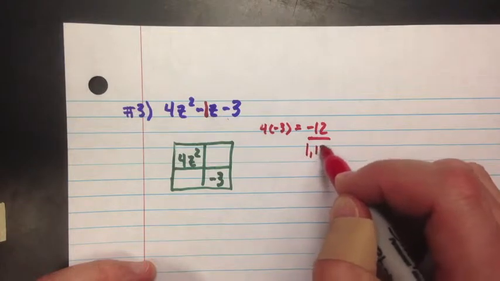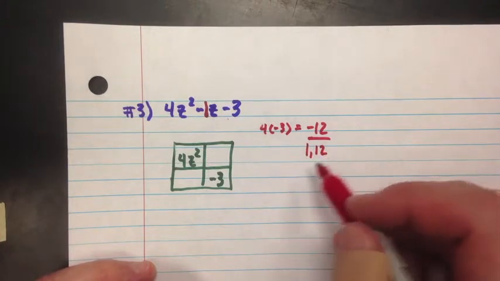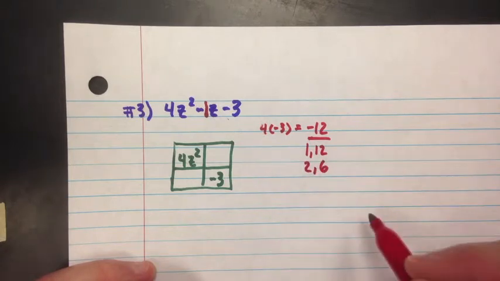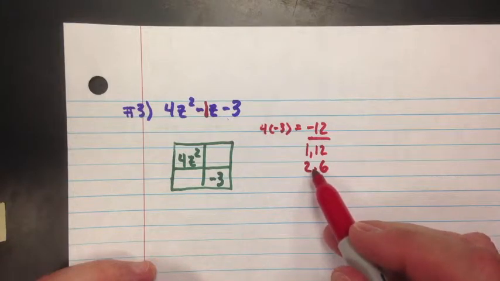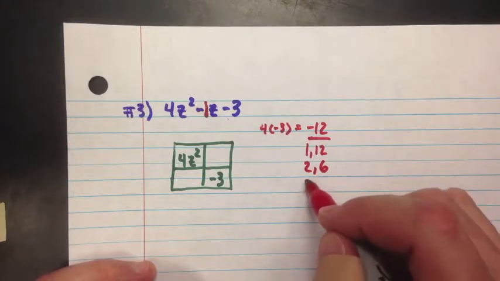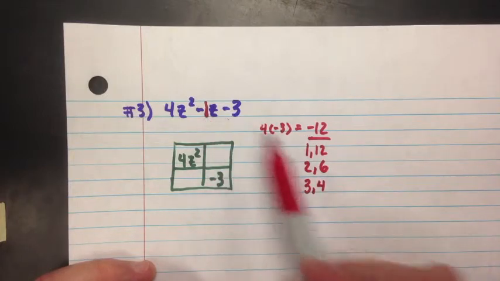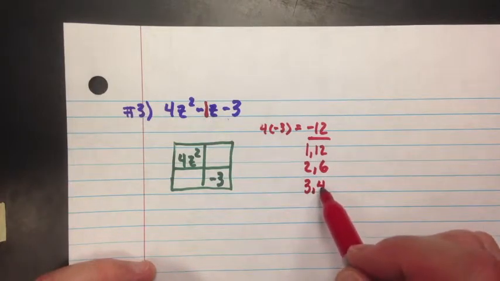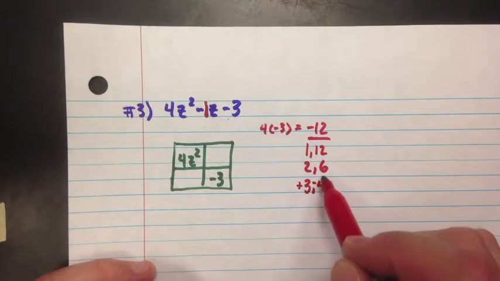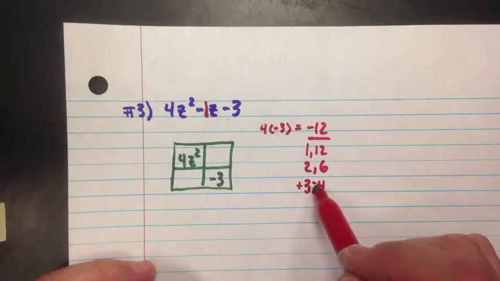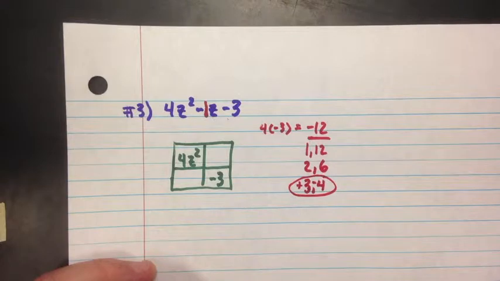Well, let's see, 1 times 12, could I get a negative 1 out of that? No. How about 2 times 6? 2 minus 6 is negative 4. 6 minus 2 is positive 4. Nope. How about 3 and 4? Now, to get a negative 1z, the 4 would have to be the negative. The 3 would be the positive. 3 minus 4 is negative 1. 3 times negative 4 is negative 12. Winner, winner.